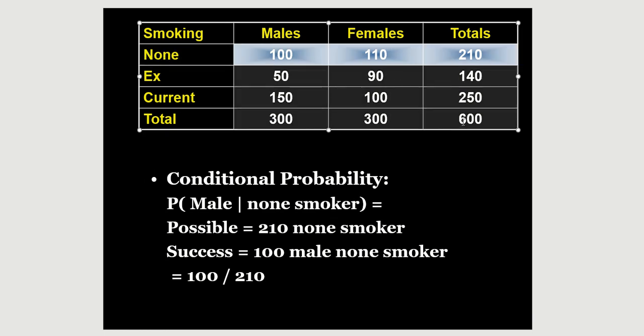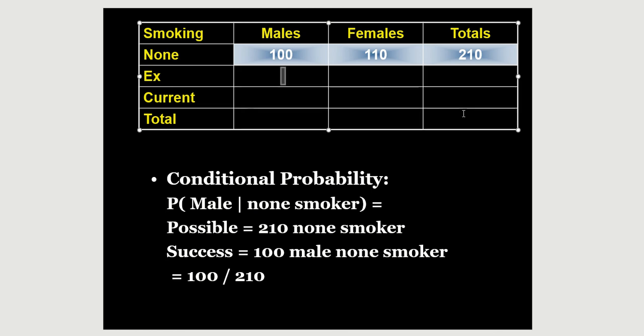Everything else, it's as if they do not exist anymore. So in your mind, this should occur. In your mind, you're only looking at the non-smokers. And now you answer the question. Now it becomes very easy. So what's the probability of male? Well, the success here is 100 divided by the total 210, and that is the answer to the question.